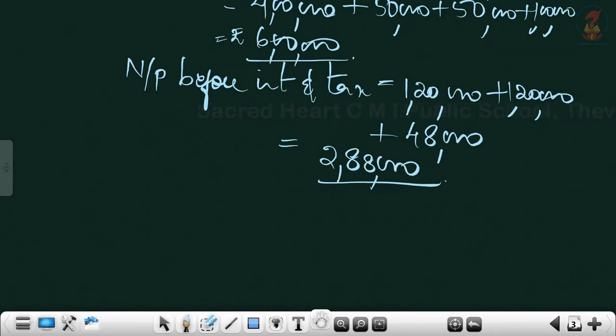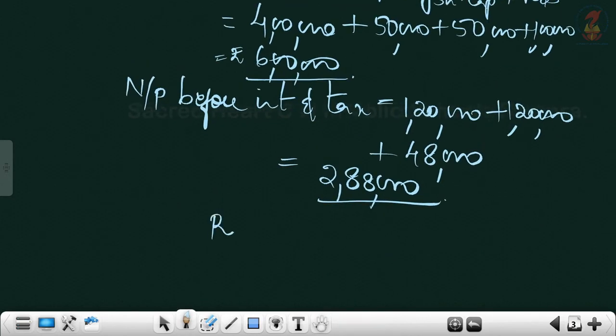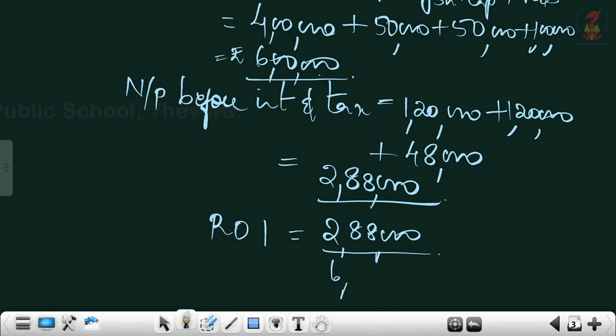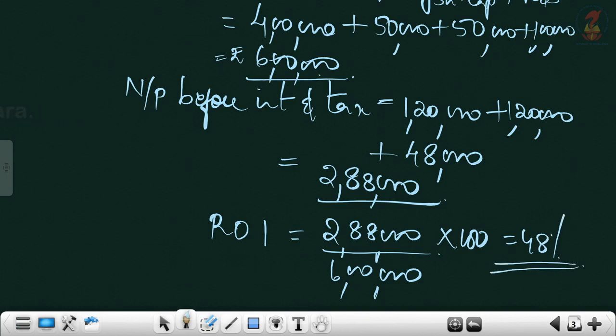Now we can directly apply this formula. Return on capital employed or return on investment is equal to net profit before interest and tax 2,88,000. What was your capital employed? Capital employed is 6 lakhs into 100. So that is 48%.